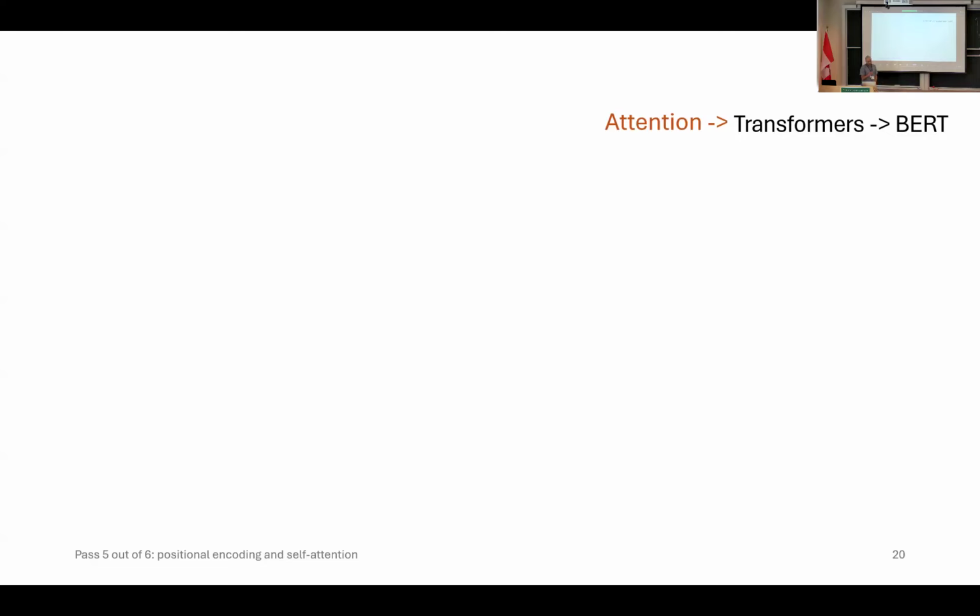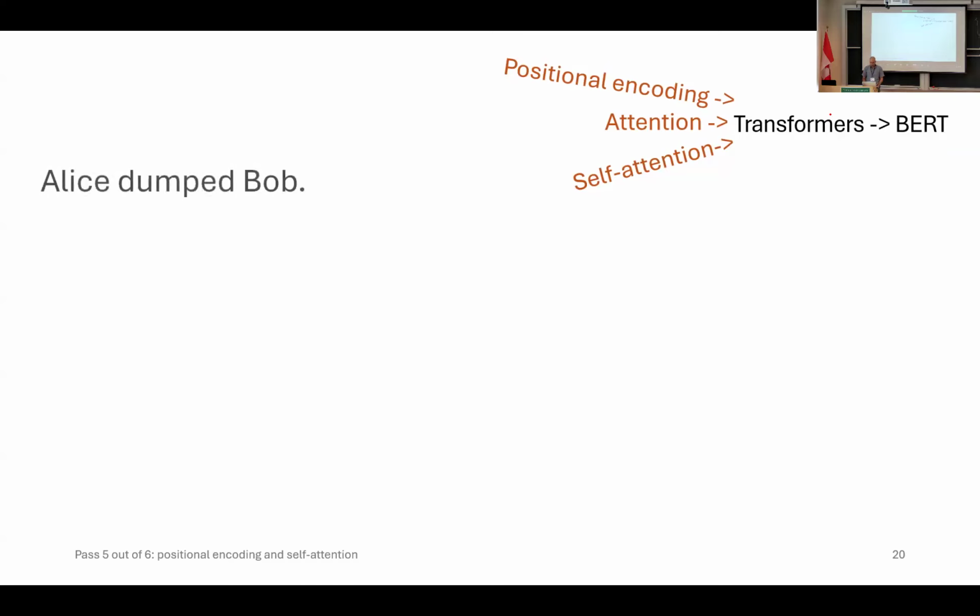So this was a simplification of what was going on, because actually in transformers, we didn't have just the attention mechanism, but we also had positional encoding that we saw on the previous slide. And for attention, we actually had a very specific flavor of attention mechanism called self-attention. So let's talk about this to understand what a transformer architecture does, and then that helps us understand why BERT works. All right. Think about this sentence, Alice dumped Bob.